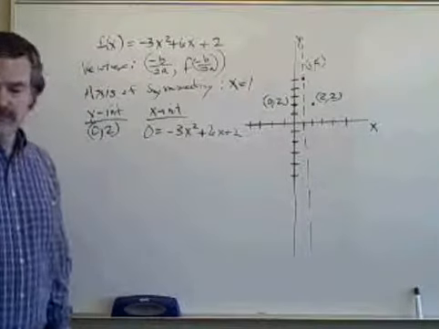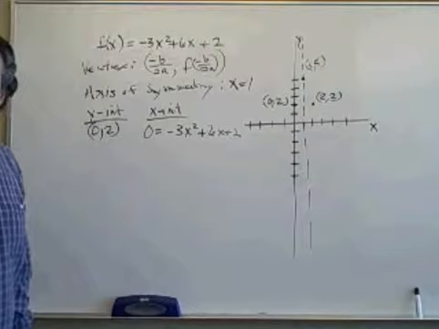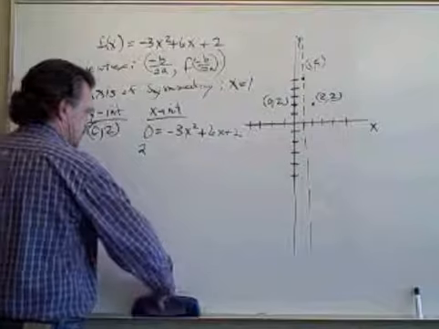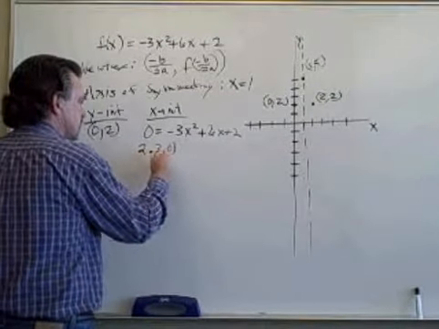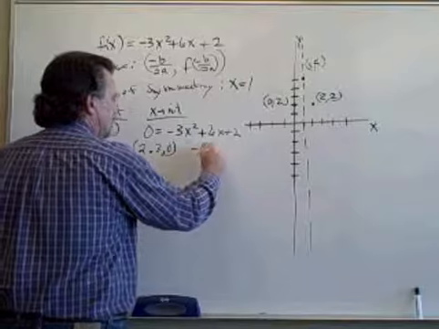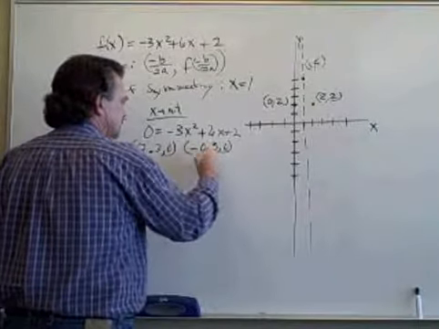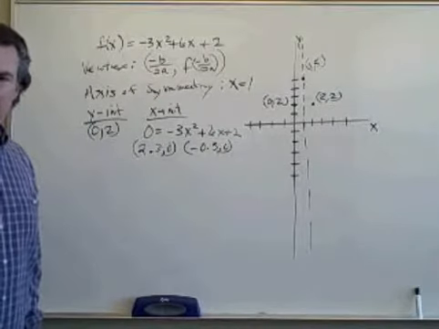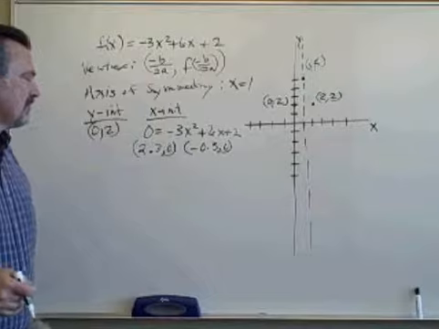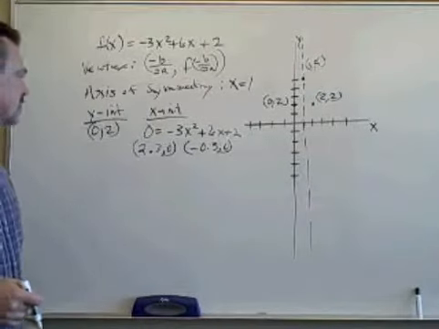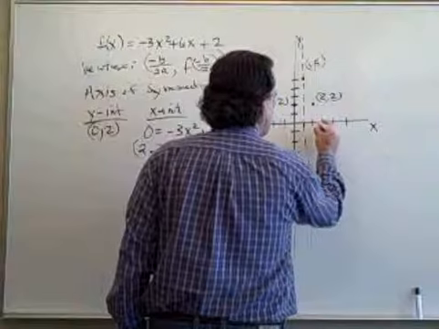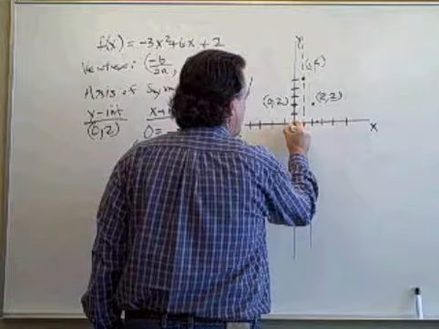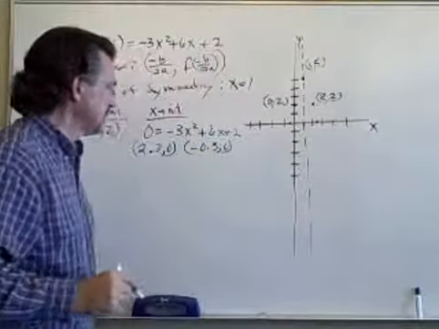It doesn't come out to nice rational numbers. It's irrational values. And if we approximate the intercepts, we would find that our two x-intercepts are 2.30 and negative 0.30. So they're not nice, pretty x-intercepts, but I found those by using the quadratic formula to solve that quadratic equation. So that would be 2.30, which is roughly here, and negative 0.30, which is roughly there.